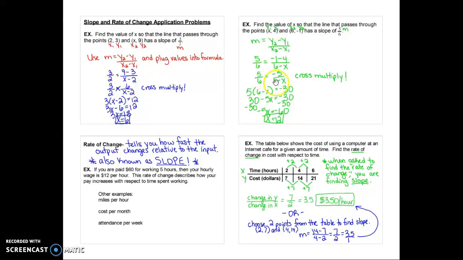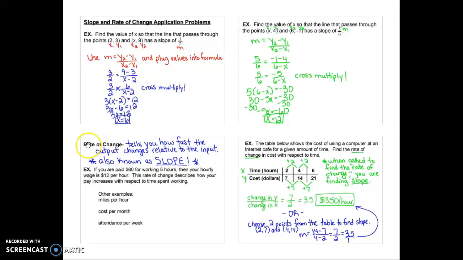Okay? This 5 is being multiplied by the 6 and the negative x, so it becomes 30 minus 5x. You have to distribute that 5 to both pieces. Equals -30. Again, two-step equation, you should get an answer of x equals 12. Okay? So those are your slope problems where you're missing one of your point values. So you work backwards and cross multiply.